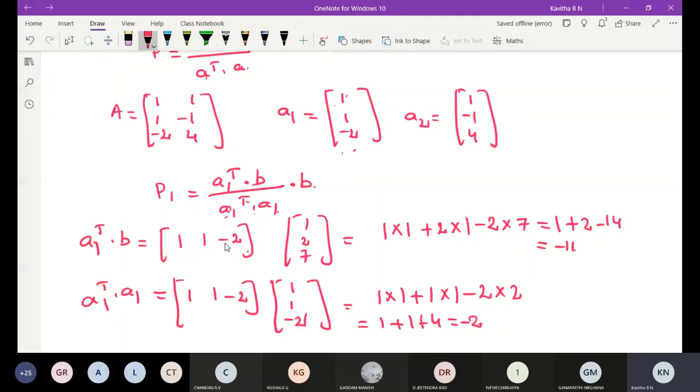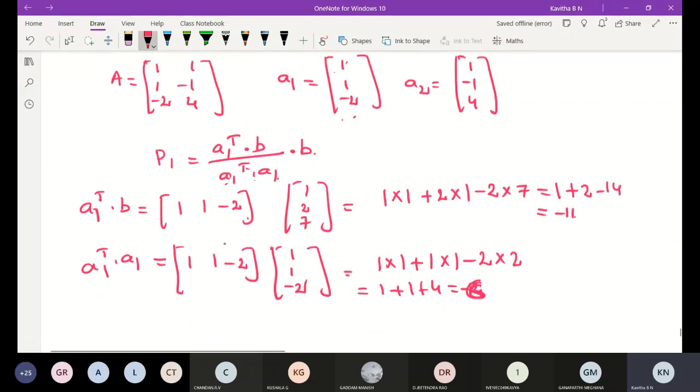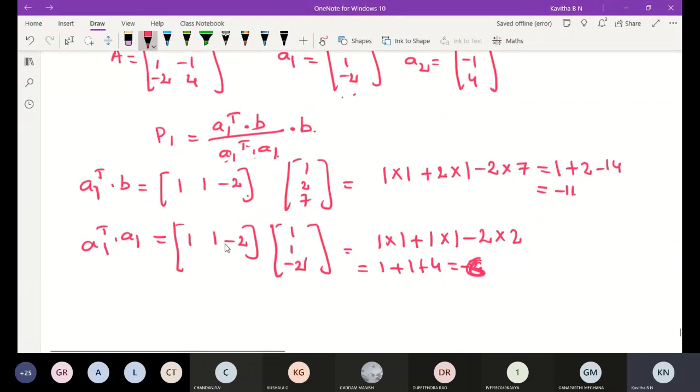Plus 2, what we are getting here? 6. Okay, we are getting 6 here. Next, then find out P1. P1 is equal to A1 transpose dot B divided by A1 transpose A1, into B.